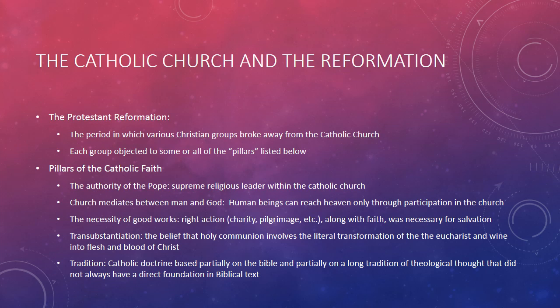First is the idea of the authority of the Pope. According to Catholicism, the Church is organized in a hierarchy of authority, and the Pope is at the top. And so the Pope is the supreme person when it comes to deciding stuff about faith and doctrine. Another big idea in the Catholic Church that upsets a lot of Protestants is the idea that the Church is a mediator between man and God. That is, that human beings can only reach heaven through participation in the Catholic Church. This was summed up in the slogan, "No salvation outside of the Church."